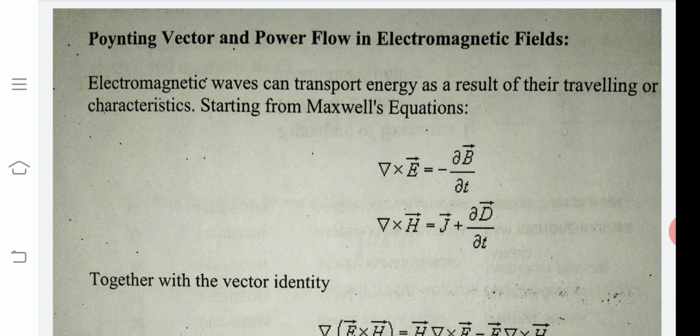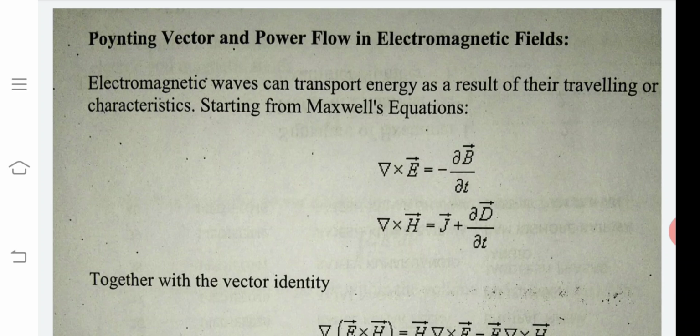The Poynting vector is defined as being equal to the cross product (1/ν) E × B, where ν is the permeability of the medium through which the radiation passes, E is the amplitude of the electric field, and B is the magnetic field. So, electromagnetic waves can transport energy as a result of their traveling characteristics.